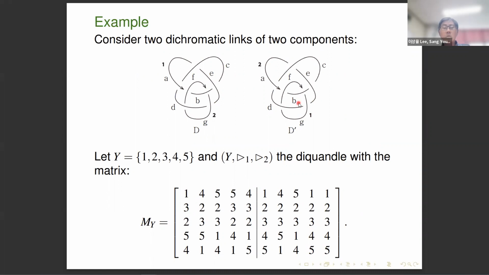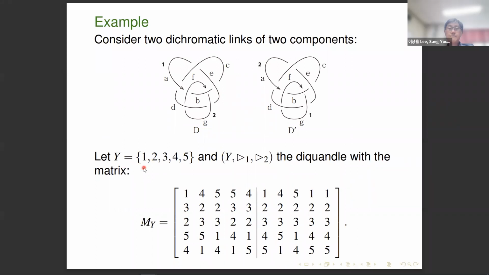Another example is to consider 2 dichromatic links with 2 components like this. Now, comparing these 2 diagrams, the underlying classical link diagram is the same, but the component labeling is different, right? This component is 1. The label of this component is 2, but in this diagram, the 2 labels of the components are changed.